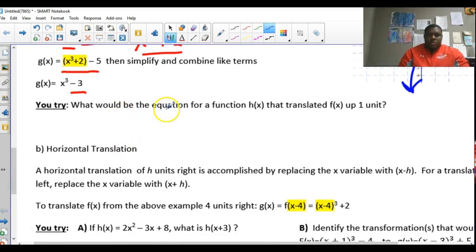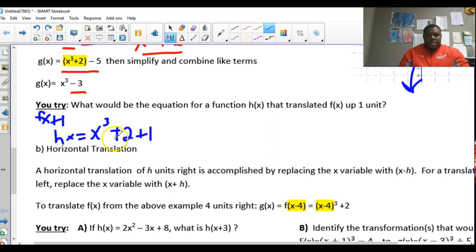All right, you try. It says, what would the equation from the function h of x be translated f of x up 1 unit? All right. So again, remember f of x up 1 unit, so we have f of x plus 1, up 1. So again, the original equation is x squared, I'm sorry, x cubed plus 2. And we're going to go up 1 unit. So plus 1.